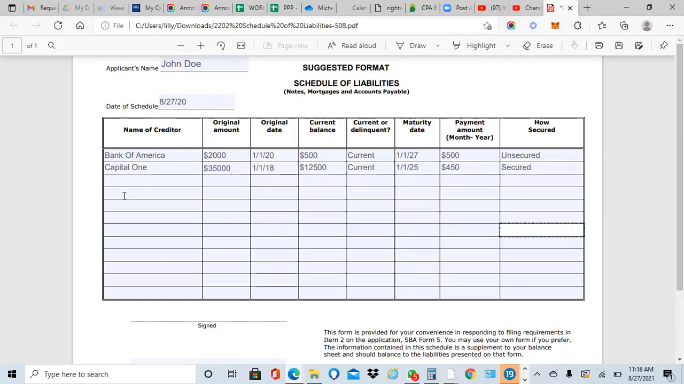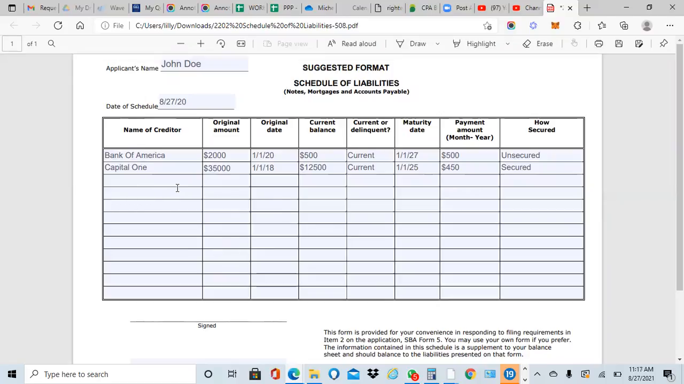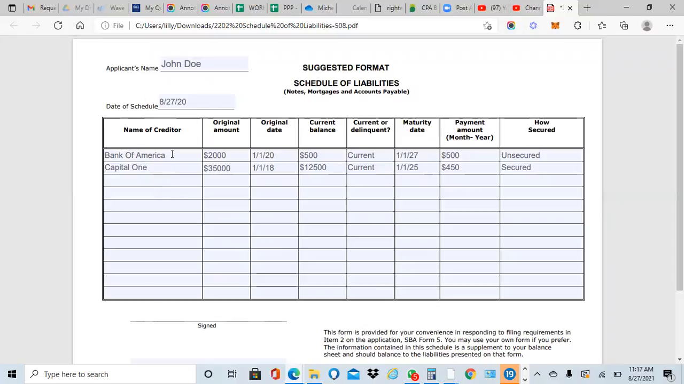If you have more credit cards or loans, feel free to list them, because the SBA does request, they want to know what are your current liabilities. So it's best to be honest as possible. And if anything that you may have paid off, it's not necessary to put here, but anything that's current that you're still paying, such as these two examples right here, a credit card and a loan, it's better that you put them. And once this is done, you can sign.